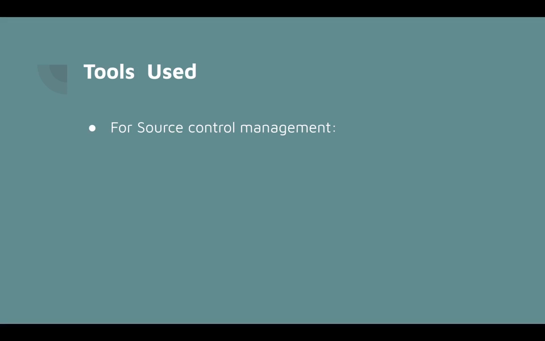So for source control management, for the version control system, we'll be using Git, and for keeping our source code, the repository will be Bitbucket. And to write the Git commands, sometimes it could be tricky for the beginners. So I'll be using the SourceTree and I'll represent how different commands could be achieved by this.